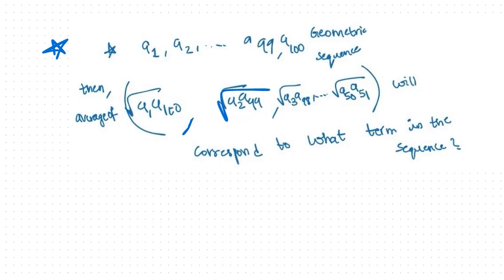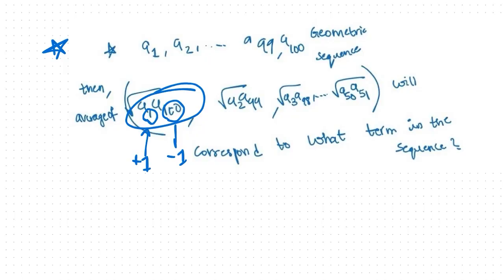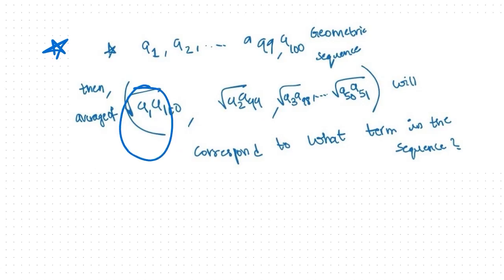Do you see any pattern? It's going up one and then down one. But overall, the sum is the same: 101, 101, 101, 101. Can you tell me how many terms there are, from here up to here? There are 50. Good. So A1, A2, and so on up to A50 means 50 terms.